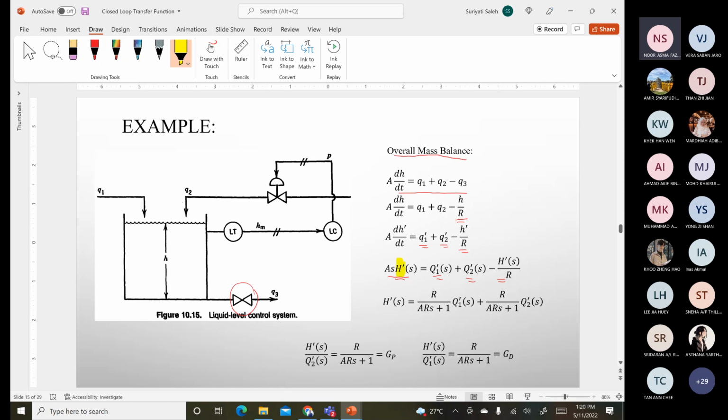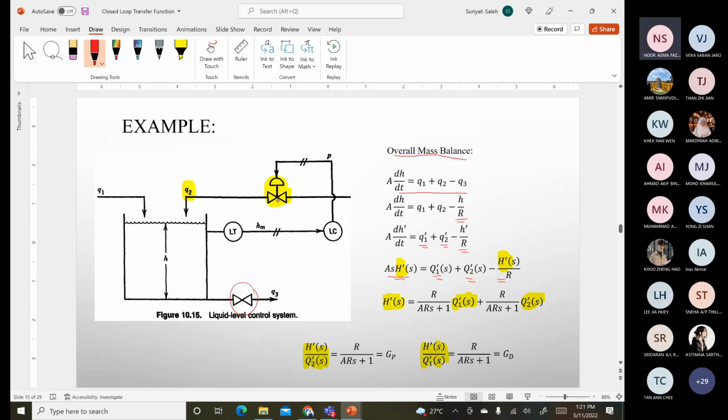Here I can do the factorization. I put it on the left hand side, and I get H' equal to R over (AR S plus 1) times Q1'(S), plus R over (AR S plus 1) times Q2(S). Like the one I showed you before, you have two transfer functions: H over Q2' and H over Q1'. Since in this configuration, Q2 here has the valve.